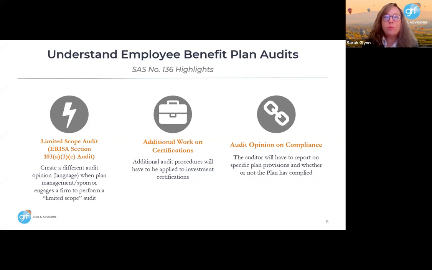Instead, the auditors will be issuing a two-part opinion. The first part will go over the audit, and the second part will go over the procedures applied to the investment certification.